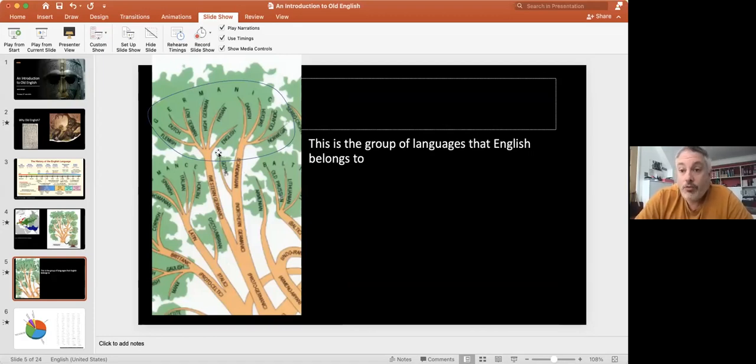One of the things which helps us to be able to reconstruct what ancient forms of Germanic languages were like was the fact that Gothic actually was a language which quite a big chunk of the Bible was translated into before it went extinct, which was very useful for linguists.